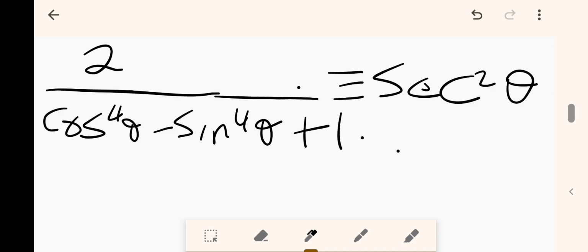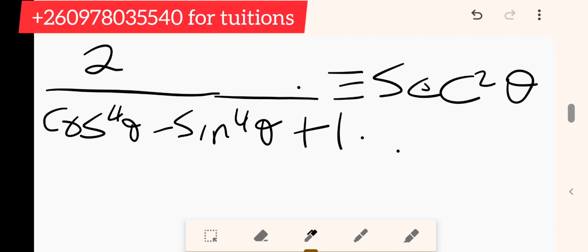So let's get started. Prove the identity: 2 over cos power 4 theta minus sine power 4 theta plus 1 is equal to sec squared theta. Now we have to understand one thing here. What does sec theta mean? If you can know what sec theta means, the work is almost done. So let me show you what it means. I'm going to use this side to prove what I'm trying to say. So let's see what we're going to do.